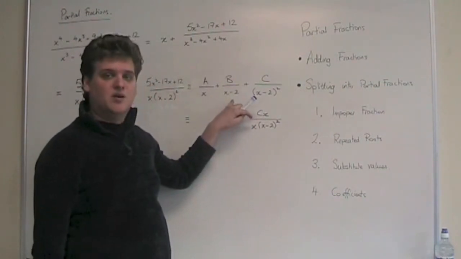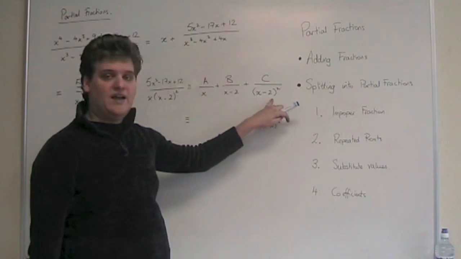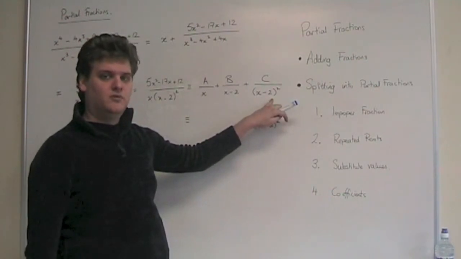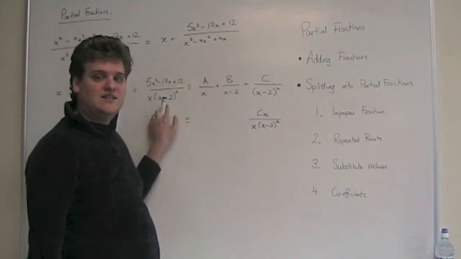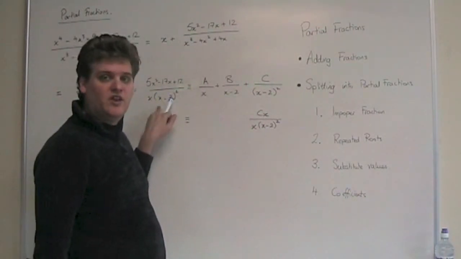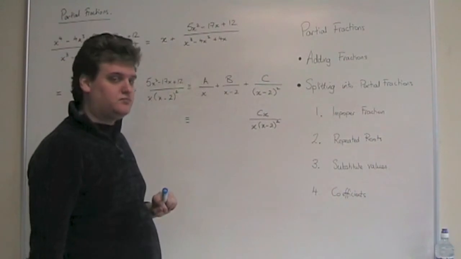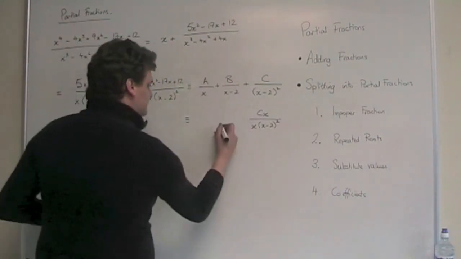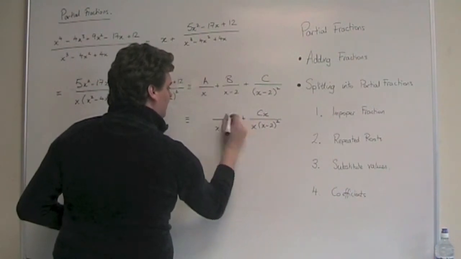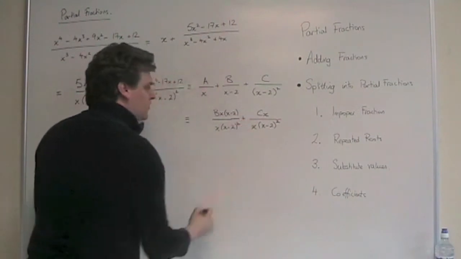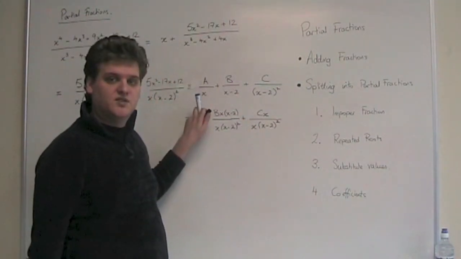Now we're going to come to this term, and we need to multiply by another x minus 2, but not two of them, and an x. So we're checking really what we need to get from here to here on the left with the original denominator. So multiplying that through, we get bx times x minus 2.